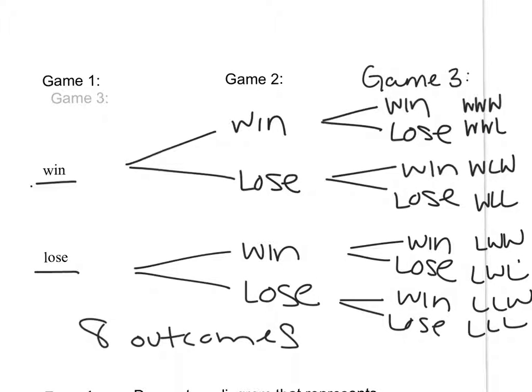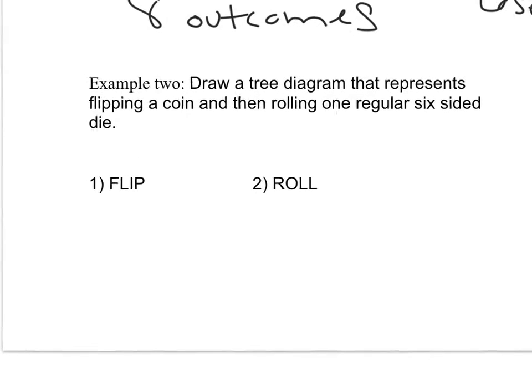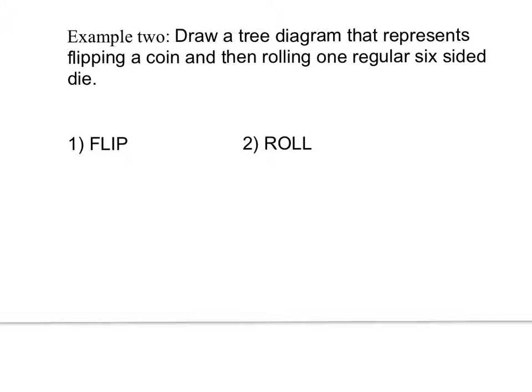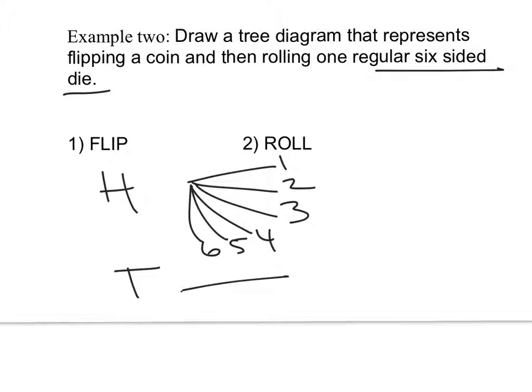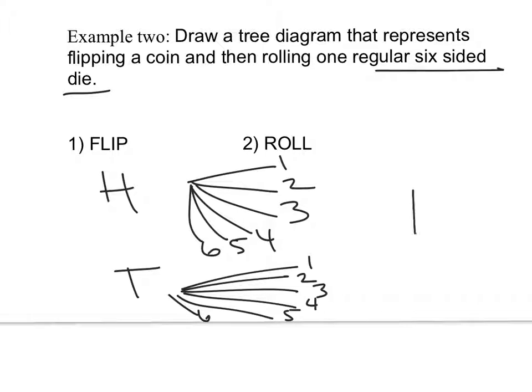So if you move on to the next example, we're saying, what happens if we flip a coin first. We could either have heads or tails. And then we roll a 6-sided die. So how many different sides does a 6-sided die have? Well, 6. So you could have 1, 2, 3, 4, 5, 6. And then same thing if we flipped tails first and then rolled. You would have your 6 combinations. So in the end, you have 12 different possible outcomes.